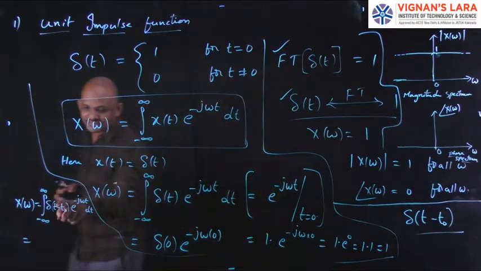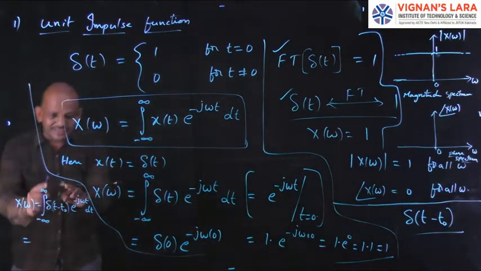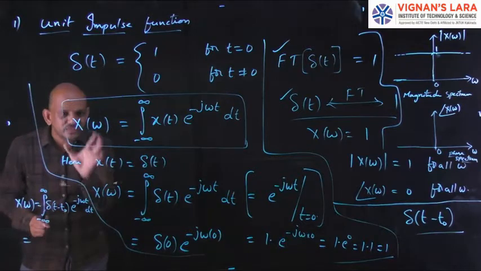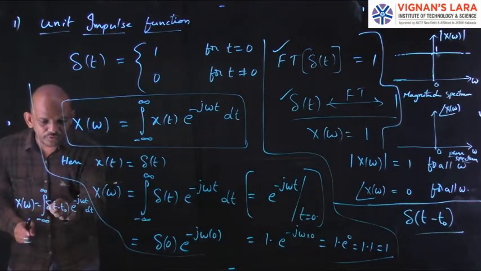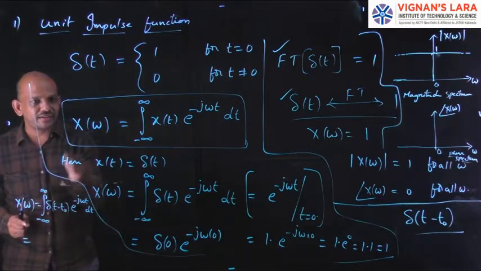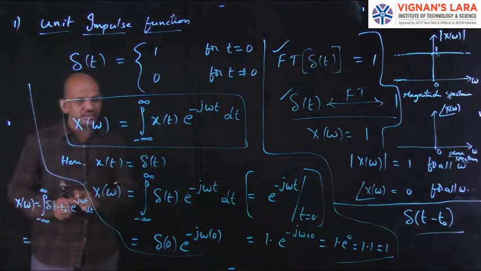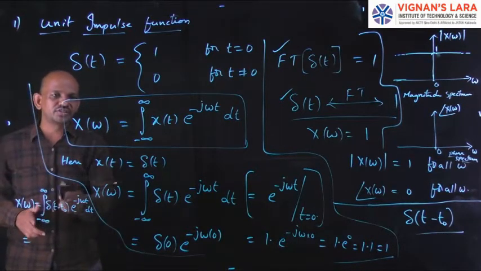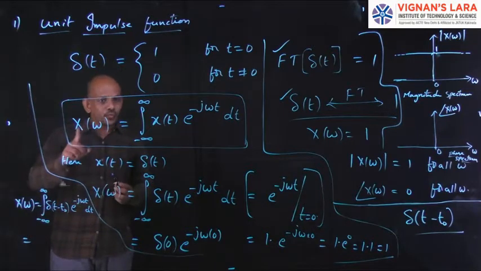But here it is given as t minus t naught. That means the value inside the bracket should be 0. For that, we have to take the value of t as t naught. You substitute t naught in place of t. So t naught minus t naught is 0, so del of 0 equals 1.